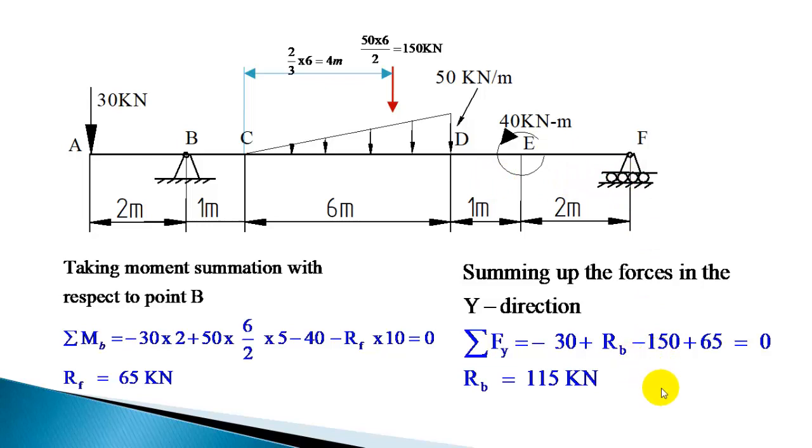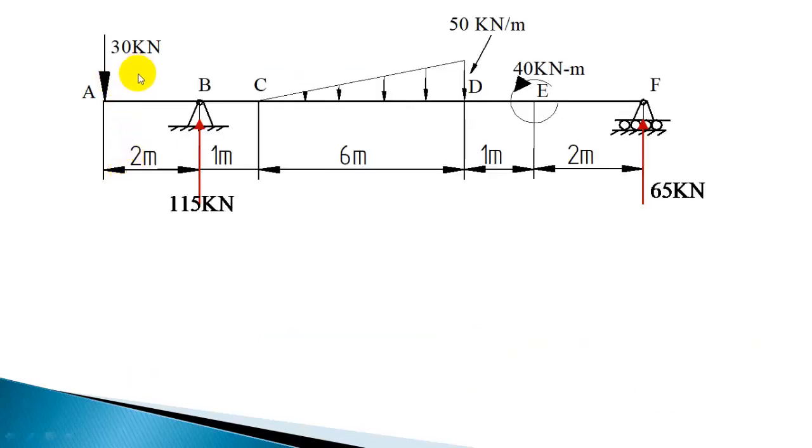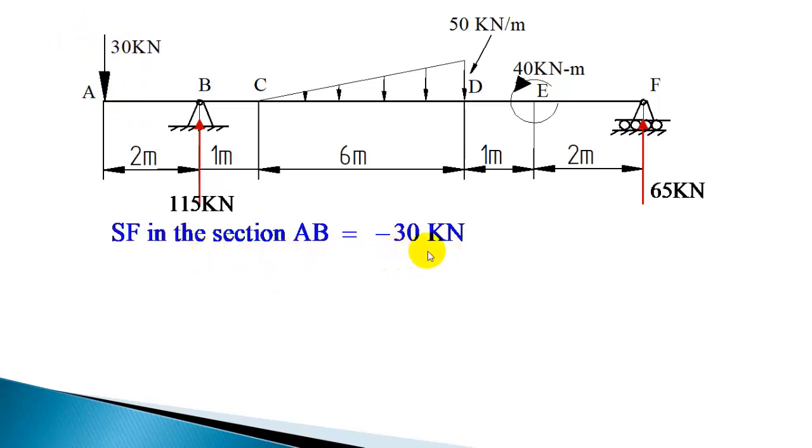Now let us calculate the shear force at various points. First section: shear force is going to be constant because in between A and B there is no load acting. So shear force for this section AB is constant, and when you take a section here, on the left side only one force is there, and that is acting downward. So minus 30 is the shear force for the section AB.